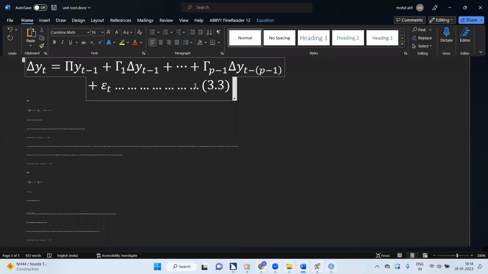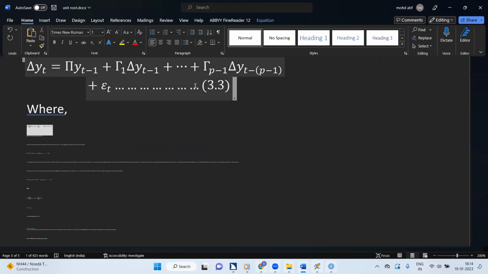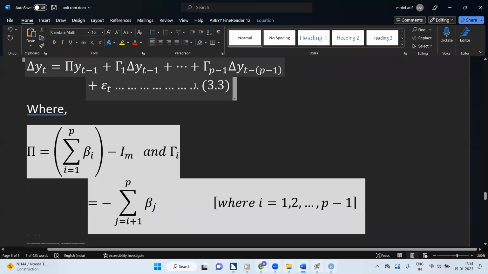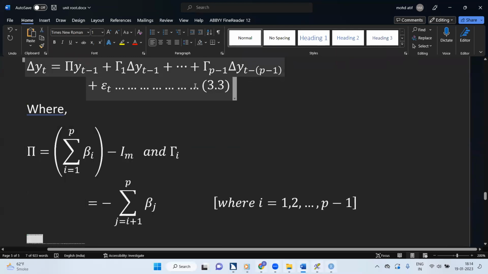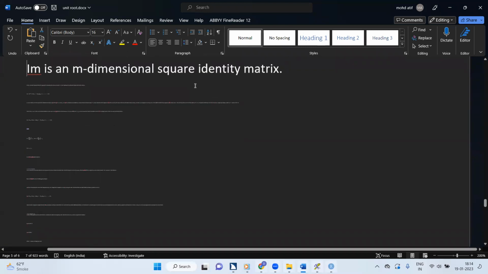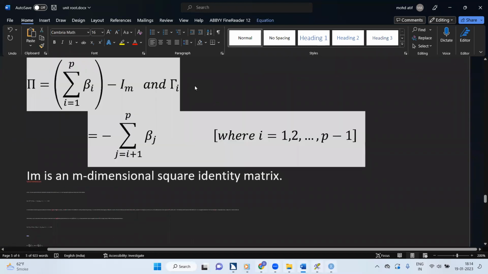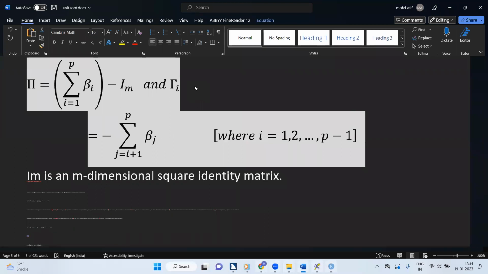So now see, earlier, we have used different symbols. The first symbol on the right hand side is pi, capital pi, and then we have gamma 1, gamma 2. This is a Greek letter, capital gamma, right? And the way we have applied the mathematical trick is that, where pi is governed by this relationship and gamma by that relationship. So pi and gamma are governed by these relationships, and this I_m is an identity matrix, right?